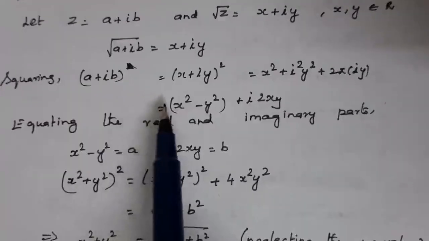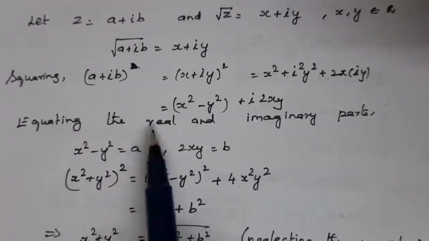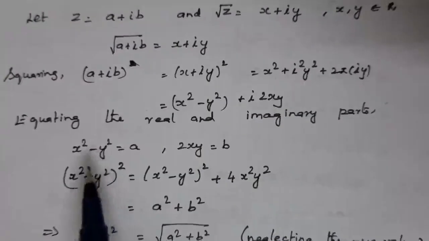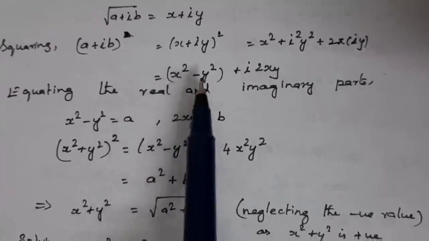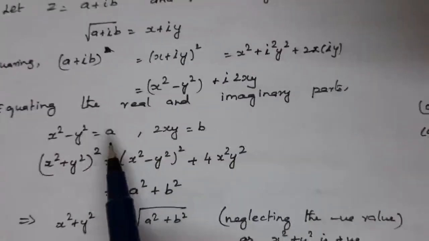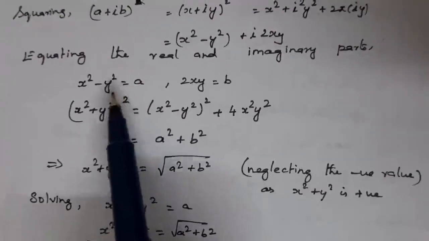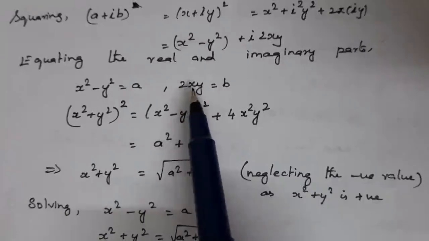So the two complex numbers are equal, meaning corresponding real and imaginary parts are equal. So equating the real and imaginary parts, you have x squared minus y squared is equal to a, and 2xy is equal to b. So from the two equations, you have to get the value of x and y. How to solve the two equations?